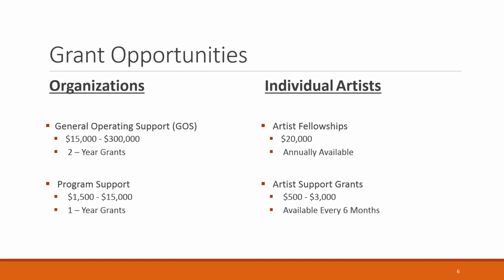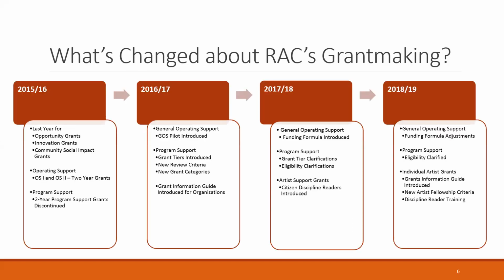And then for our artist support grants, these are available every 6 months. And these are grants between $500 and $3,000. And we typically award about 60 of those a year. This year we've budgeted $200,000 for artist support grants.